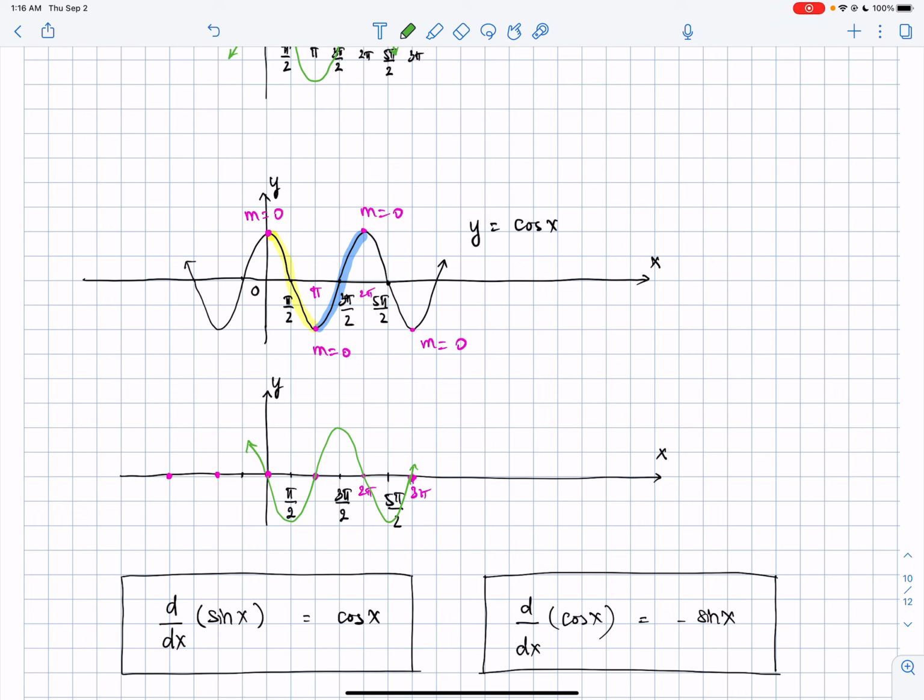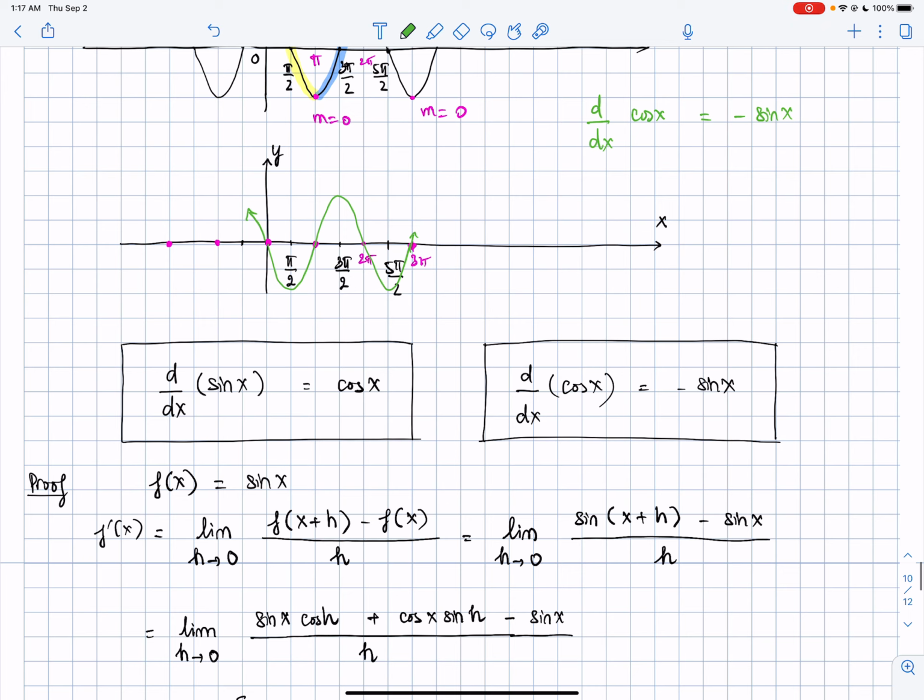So we conclude that the derivative of the function cosine is equal to the negative of the function sine. So we have the formulas below. The derivative of the function sine of x is cosine of x, and the derivative of cosine of x is negative sine of x.